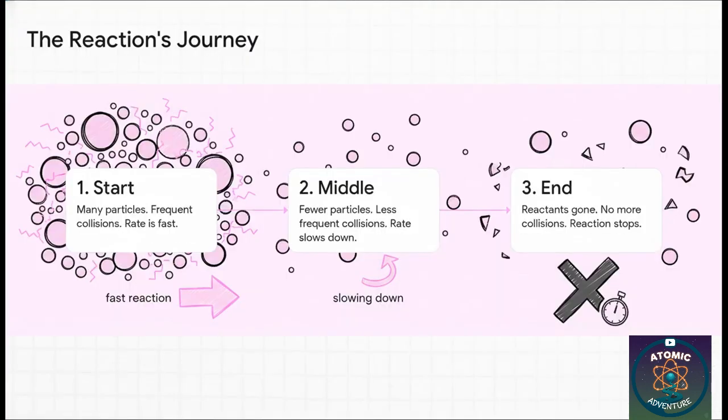So let's just walk through that one more time. At the beginning, you have loads of particles, so you get lots of collisions, and the reaction is fast. As those particles get used up, there are fewer of them left to bump into each other, so the collisions become less frequent, and the reaction slows down. And at the end, when one of the reactants is all gone, there's nothing left to collide with. The reaction stops. Simple as that.